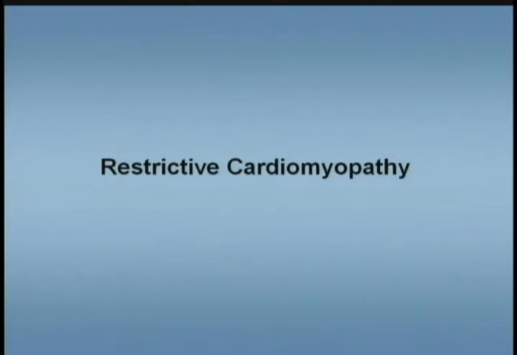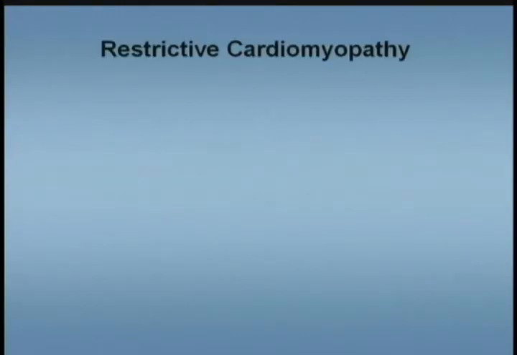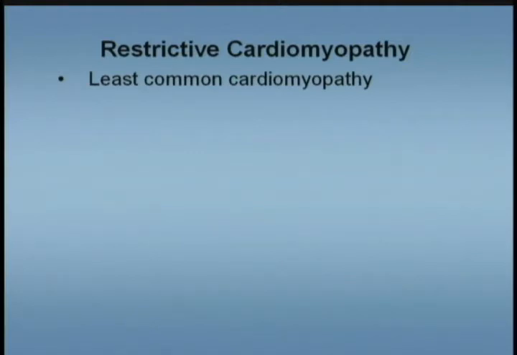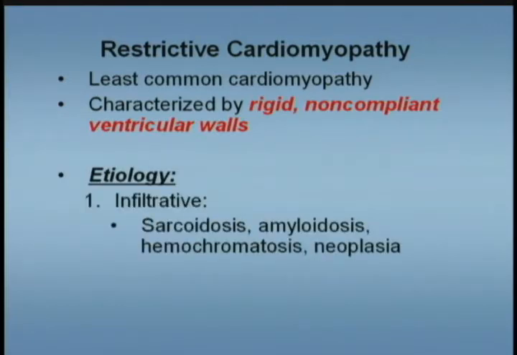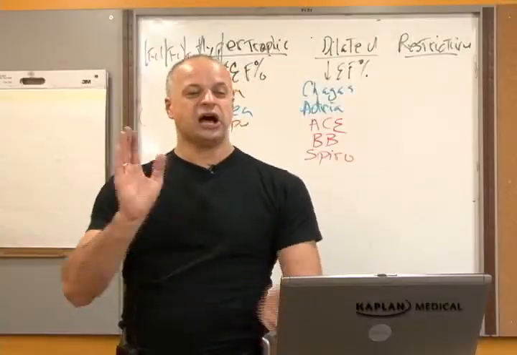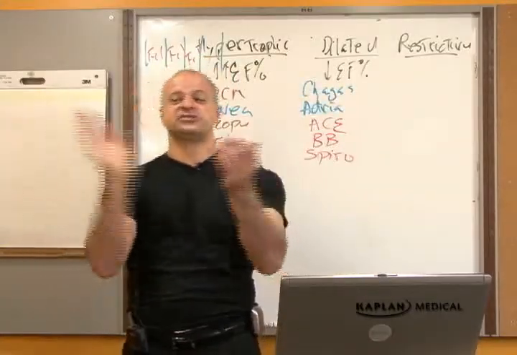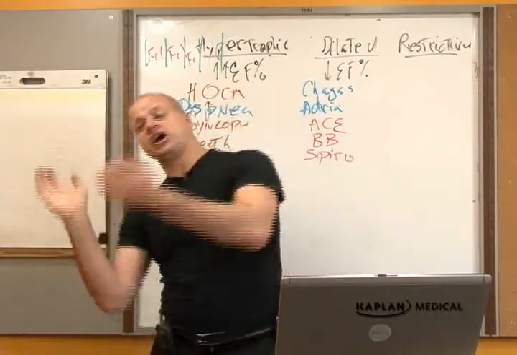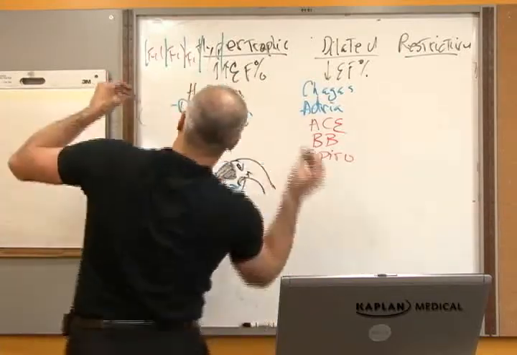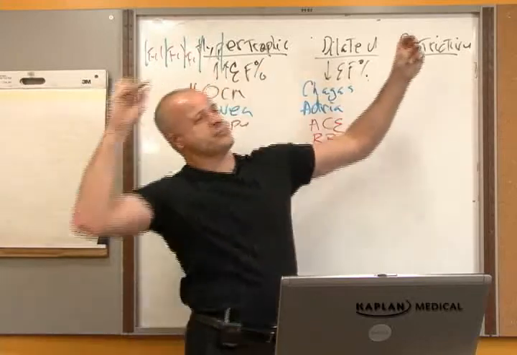Restrictive cardiomyopathy, what do I need to know? I need to know that restrictive cardiomyopathy is caused by things that are uncommon: sarcoid, amyloid, hemochromatosis, cancer and fibrosis.